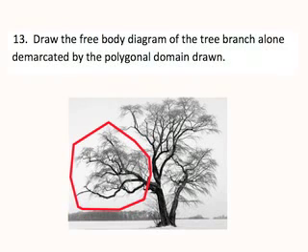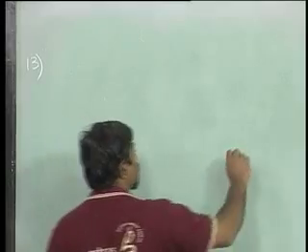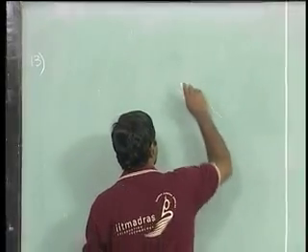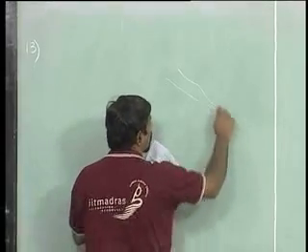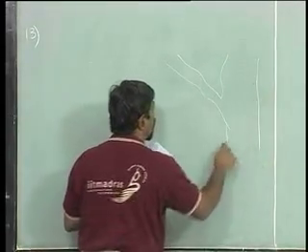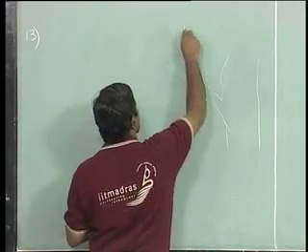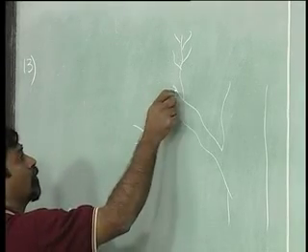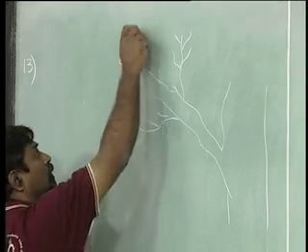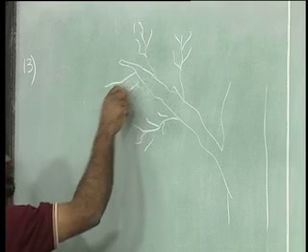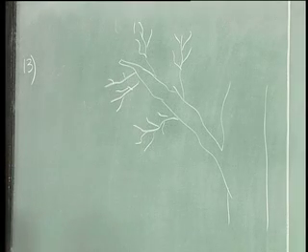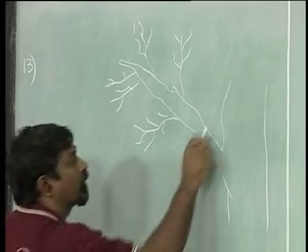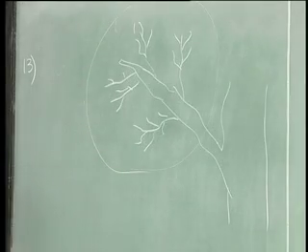We will take up one more problem, which is problem number 13. This has to do with a branch of a tree. Okay. Let us say something like this. Let us say this is the tree, and it has, let us say, several branches as it grows. Let us say something like this. What is asked is, can you draw the free body of this particular subsection of the tree?